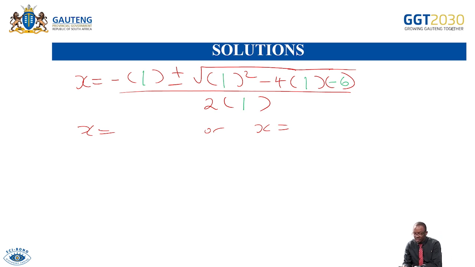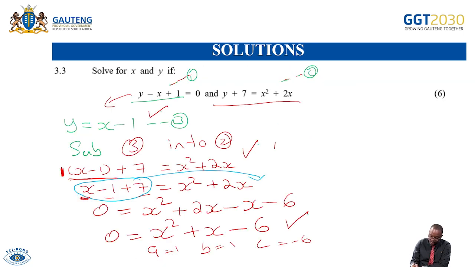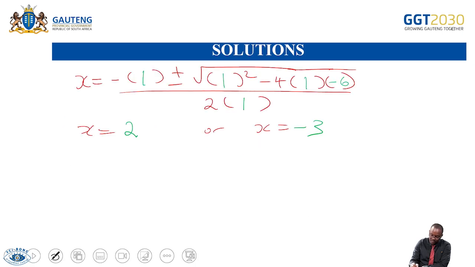So let's substitute them. When you go and punch them in your calculator, let's see what we get. Your b is 1 and your a is also 1. And then your c is negative 6. So let's see, we are having 2. Then when we change the sign there, we are going to get negative 3. So now remember, we accumulated 1, 2, 3 marks. Then now we're having 4 and 5.